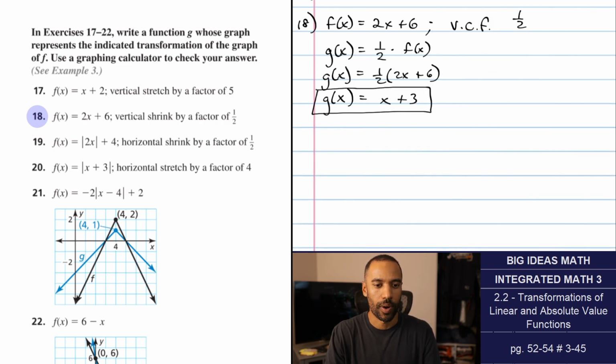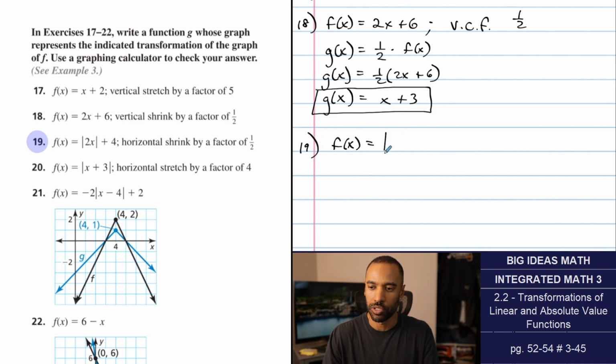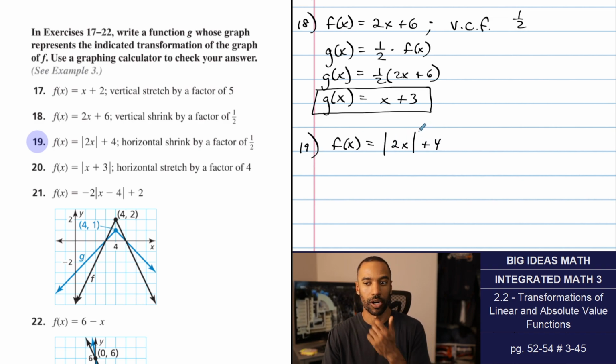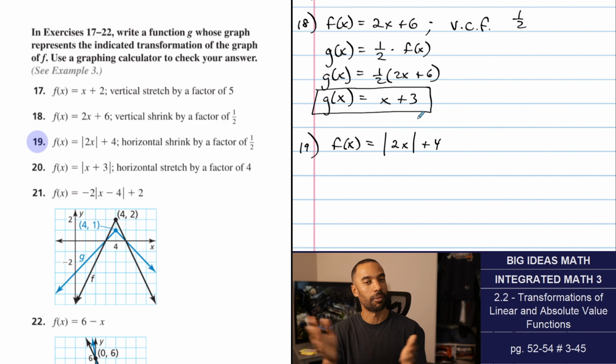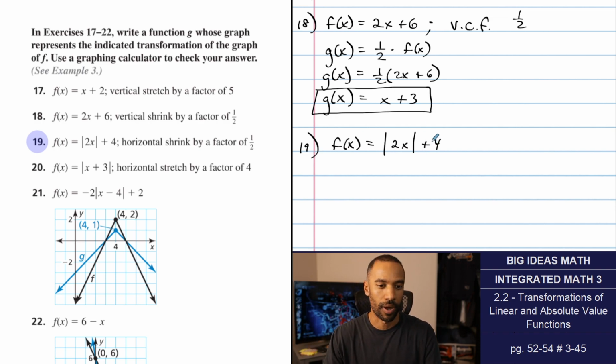Okay, numbers 19 and 20 are absolute value functions, and they seem to want to go straight into the horizontals with the absolute values. I guess not the vertical. Oh well. Number 19, we have f of x equals absolute value of 2x plus 4. The 2 in here already means it's horizontally compressing it by a factor of 2. Now they want to do it even more so. So they have a horizontal compression by a factor of 1/2.